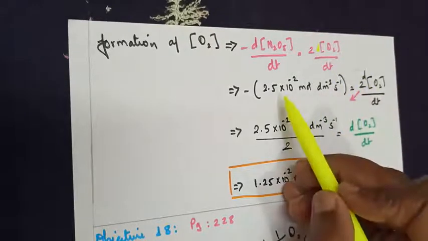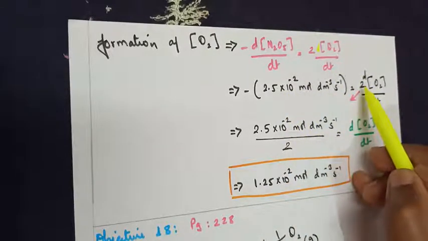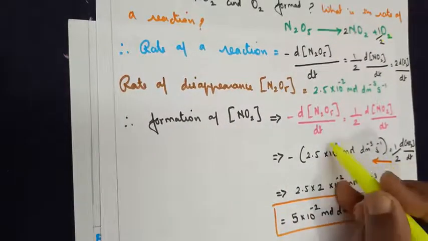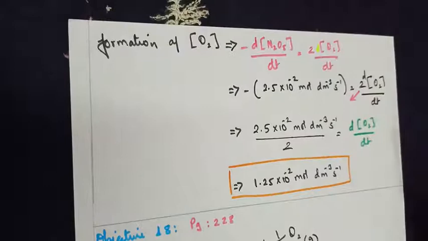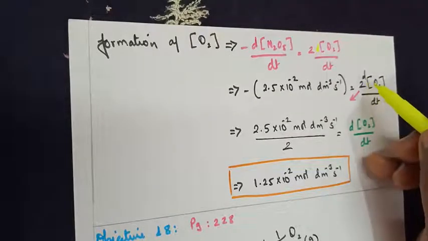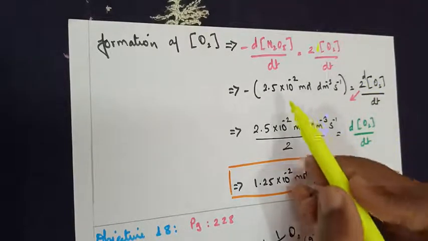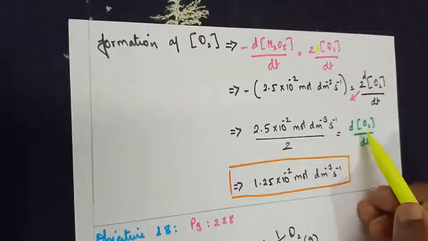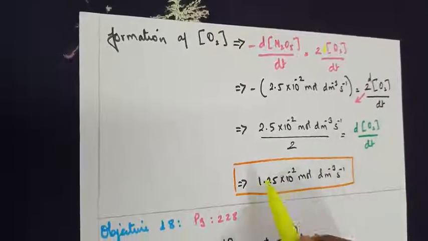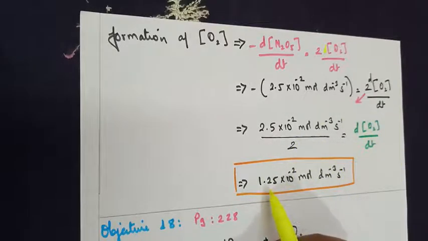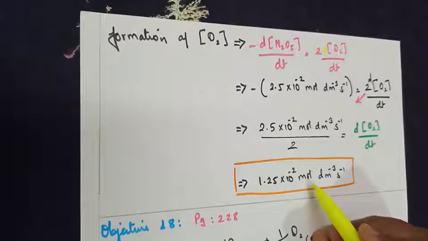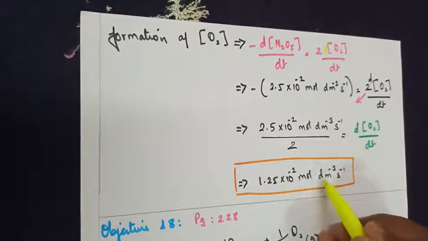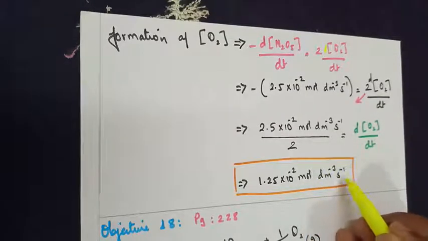As usual, substitute the value. Remember, 2 is in the numerator. When it was in the denominator, we took it to the numerator. In this case, we have it in the numerator, so bring it to the denominator. So the given answer, you divide by 2, is equal to the concentration of the oxygen term. When we simplify the basic calculations, you get the answer to be 1.25. Write the unit as it is without getting confused: mole per decimeter cube per second.